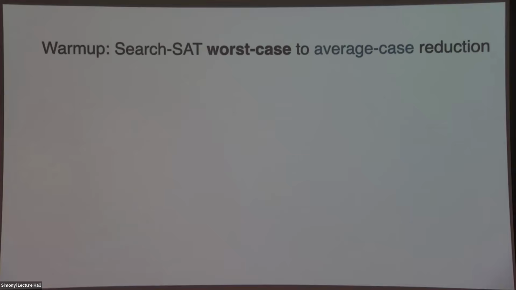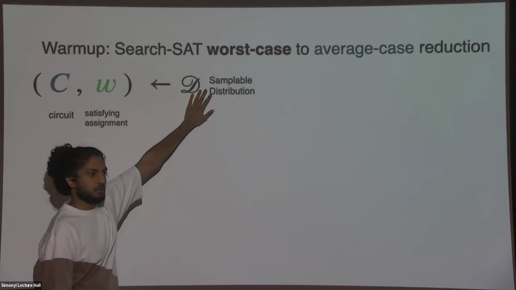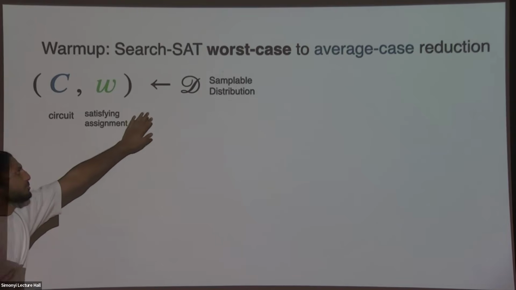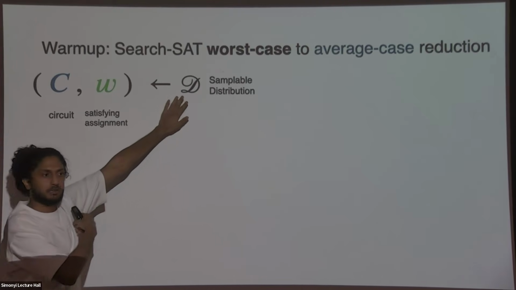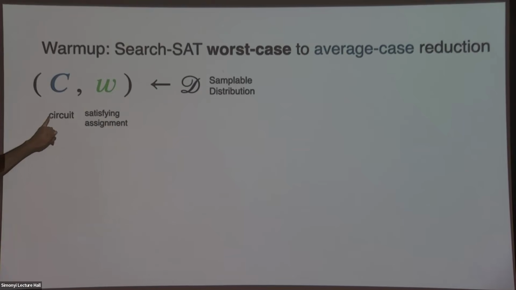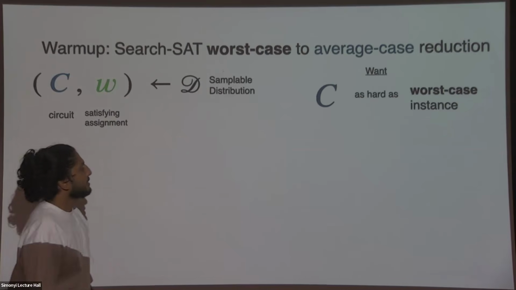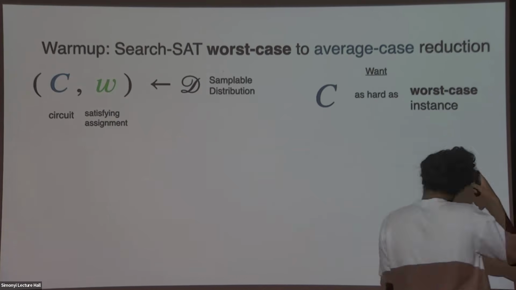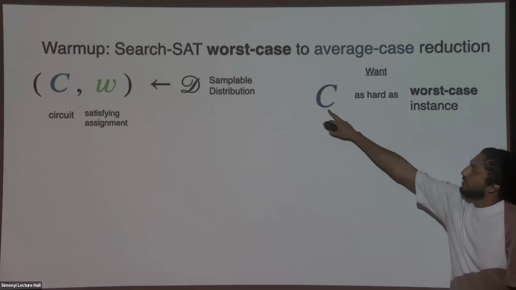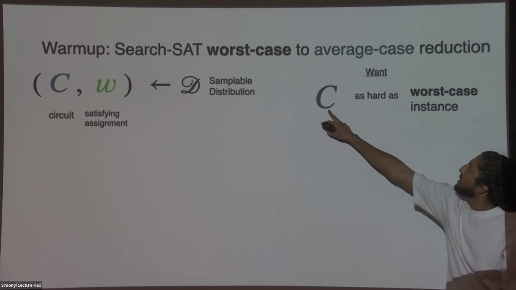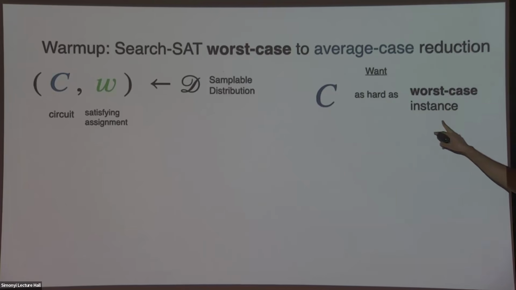So what do I mean by this? What I want is some distribution I can sample from. Sample means that there is some polynomial time algorithm. When I plug in randomness, it spits out a sample from the distribution, which will spit out a circuit and a satisfying assignment. And I want that finding a satisfying assignment for C is as hard as a worst case instance.